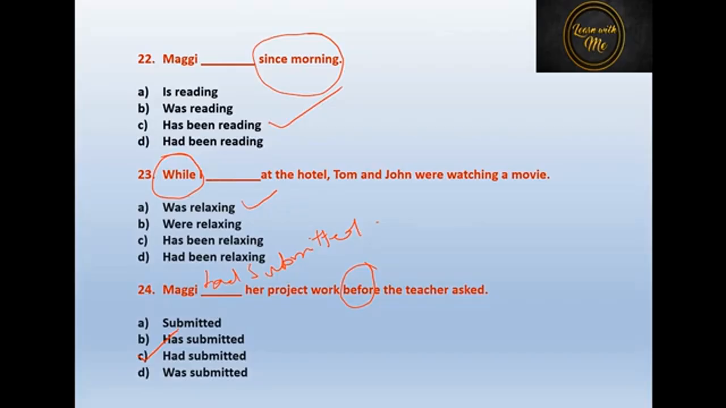Simple past, I ate an apple. Past perfect, I had eaten an apple before the bell rang. And before something, the first past action should be completed. Then you will use past perfect. Then what is present perfect? You will use present perfect for just completed actions.